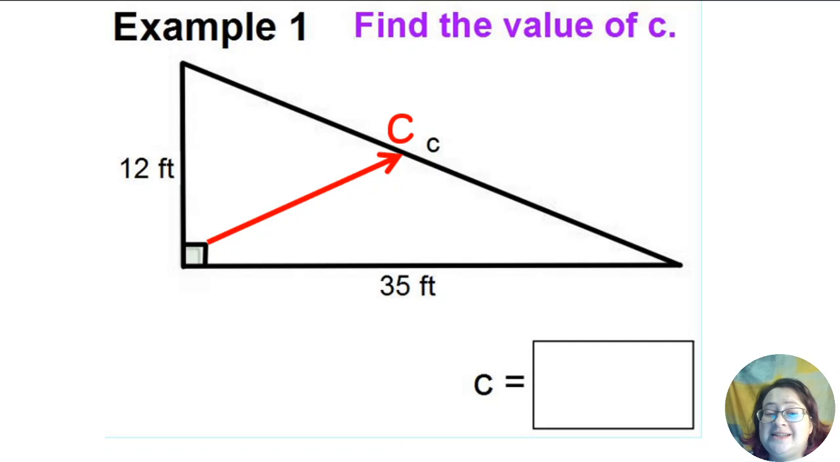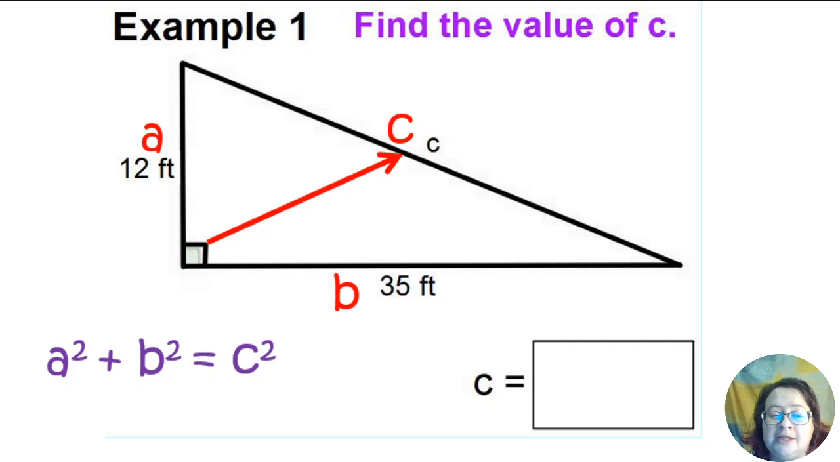Then, once I've got C labeled, I label the other two sides A and B. It really doesn't matter which one's which. Either works. C is the important one. You have to label C correctly. The other two sides, A and B, doesn't matter which order you put those two in. So, then I always write out A squared plus B squared equals C squared. That makes it pretty easy for me to just substitute those numbers there. 12 squared plus 35 squared equals x squared.